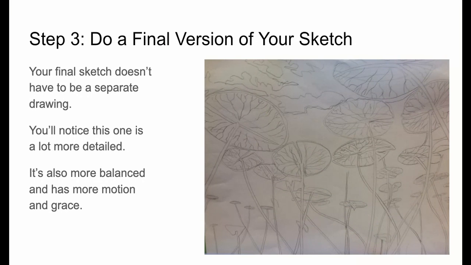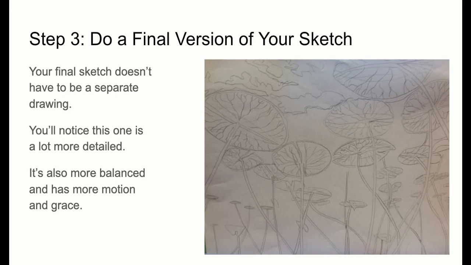All right, your final version of your sketch. This could be where you take a picture of that original one I just showed you, and then you take a picture again once you've detailed it. You could just erase over it. You could do a new piece of paper. You could do a series. It doesn't really matter. At some point, you're going to have a completed piece that has the movement and the form and the balance you're looking for.